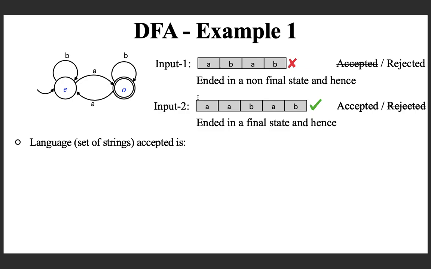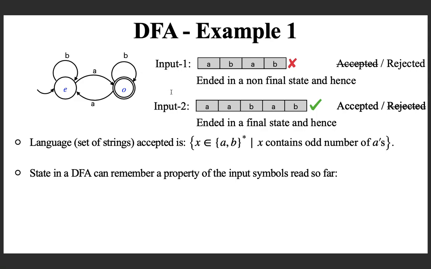Maybe at this point of time it is difficult, but you can see that it is the set of all strings containing an odd number of A's: the set of all strings over the alphabet A, B, any string on A and B, such that the string contains an odd number of A's. Here you can see that 1, 2, 3 A's is accepted and here 2 A's is rejected. Now the question is how you design this machine.